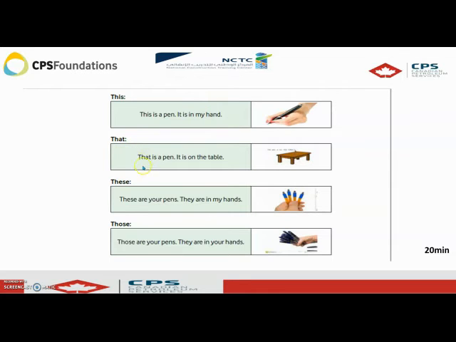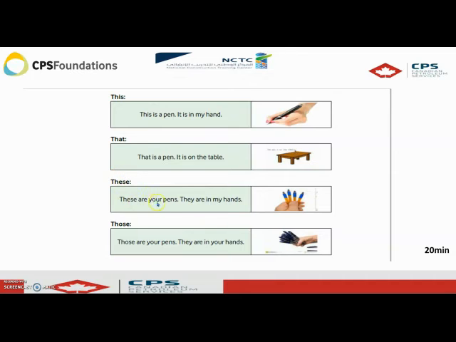That is a pen, one pen. It is on the table. That pen is on the table. It's not in my hand. It's too far. That's why we use that. That pen, that textbook, that phone, what else? That power bank, that charger is on the table. The table is on the other side of the room. Okay? One item, one object that is far, we use that.